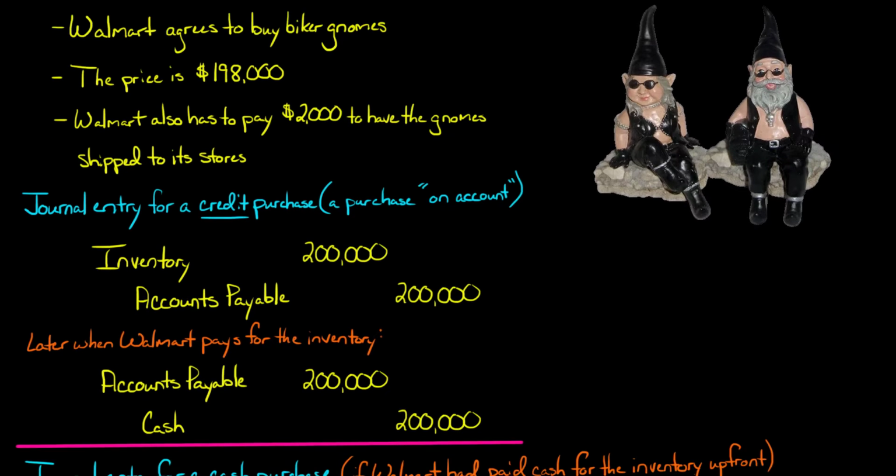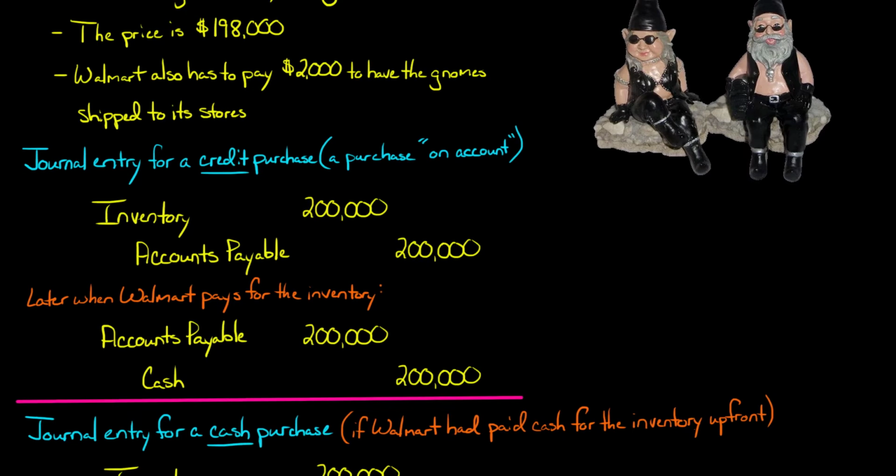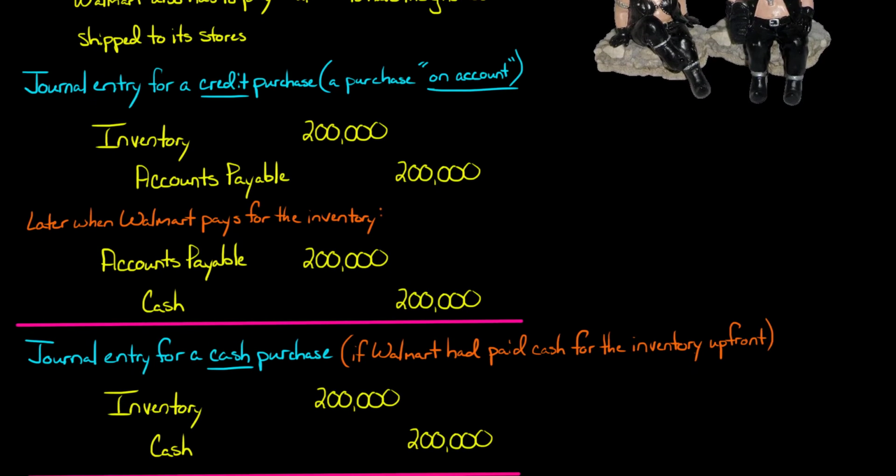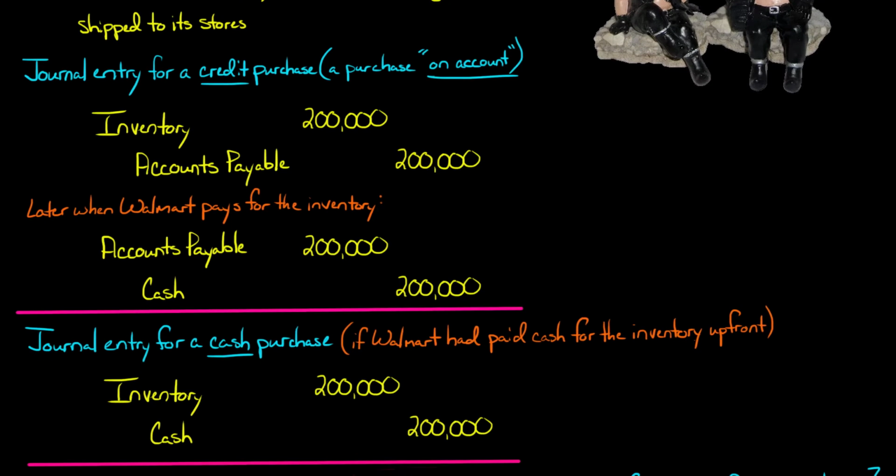Okay. Now, so that was a journal entry for a credit purchase of inventory, assuming Walmart initially bought the inventory on account, said we'll pay for it later. But let's say that Walmart had paid cash up front. In that case, Walmart would still debit inventory for $200,000, but instead of crediting accounts payable, it would just credit cash directly. This is assuming they immediately paid cash for the inventory and did not purchase the inventory on account.